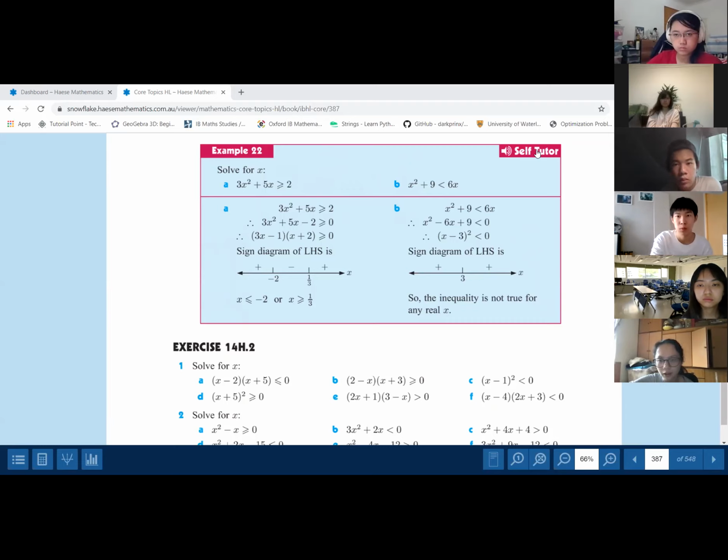Wait, greater than and equal or just greater than? Either way, let's just see. Does it make any difference? Greater than or equal to 0. Okay, let's say greater than or equal to 0. Would it be true for all real x? It will be for all. Understood? Lillian, do you get my point?